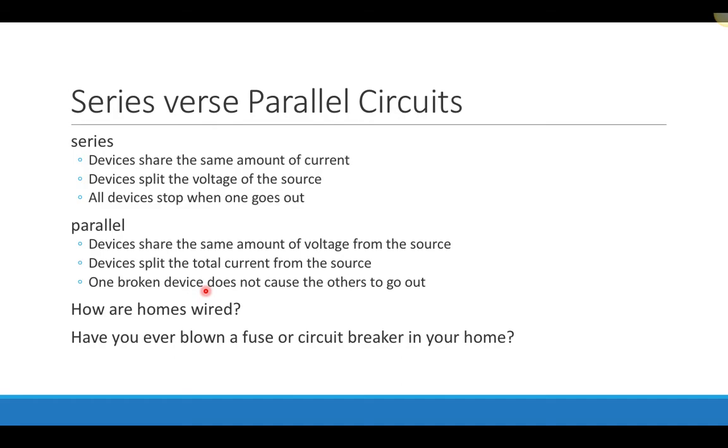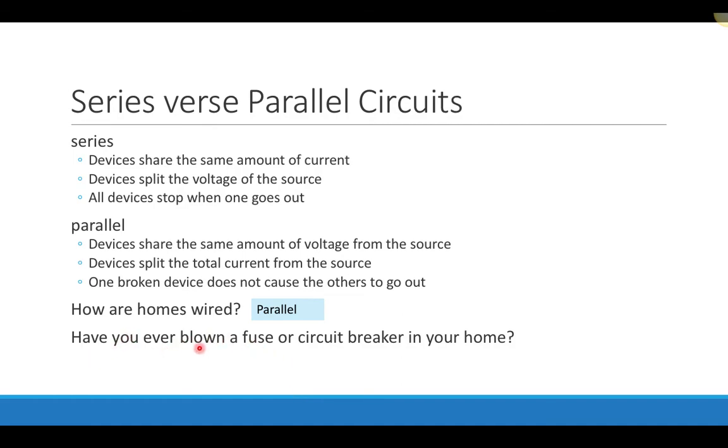They still stay lit. So we could ask, how are our homes wired? And the answer is parallel. So if something happens to one of your electrical outlets, it doesn't cause every single light, every single plug in your whole house to go out. It's just that one component.